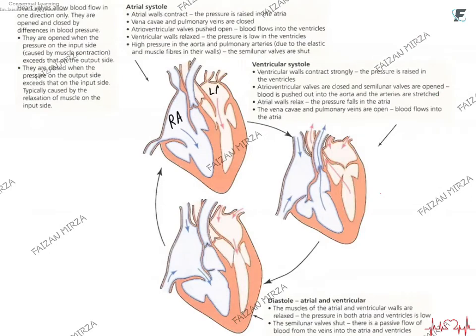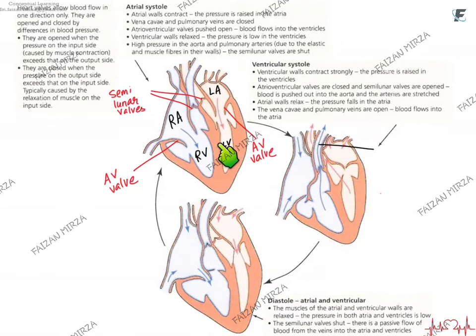So if we go through them again, you see this diagram once again. This is right atria, right ventricle, left atria, left ventricle. The AV valve was opened on both ends, and the semilunar valves are closed. You can see this very clearly now. Here the blood will fill into both ventricles. So this is the first event, the atrial systole.